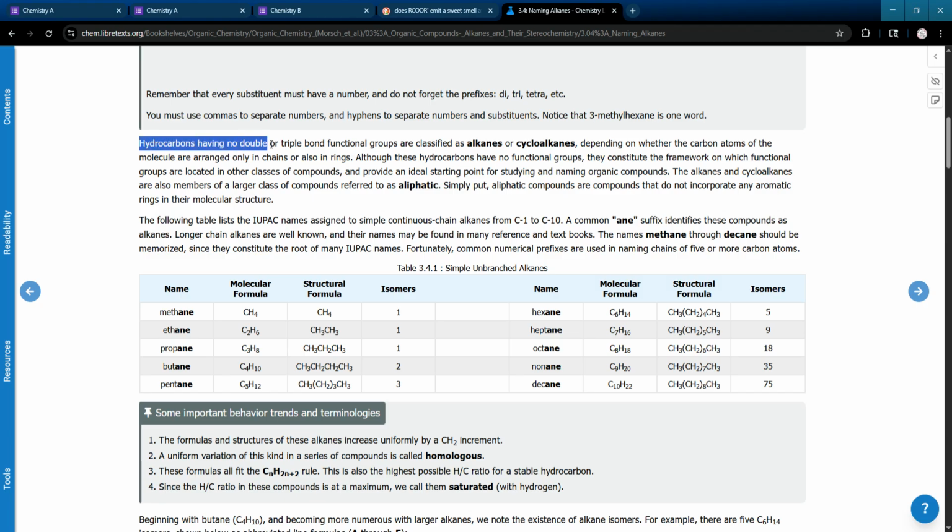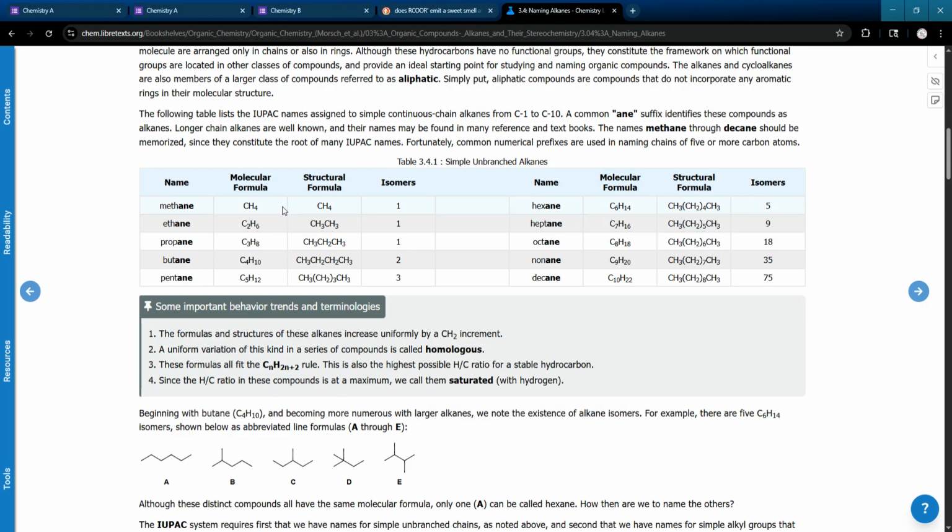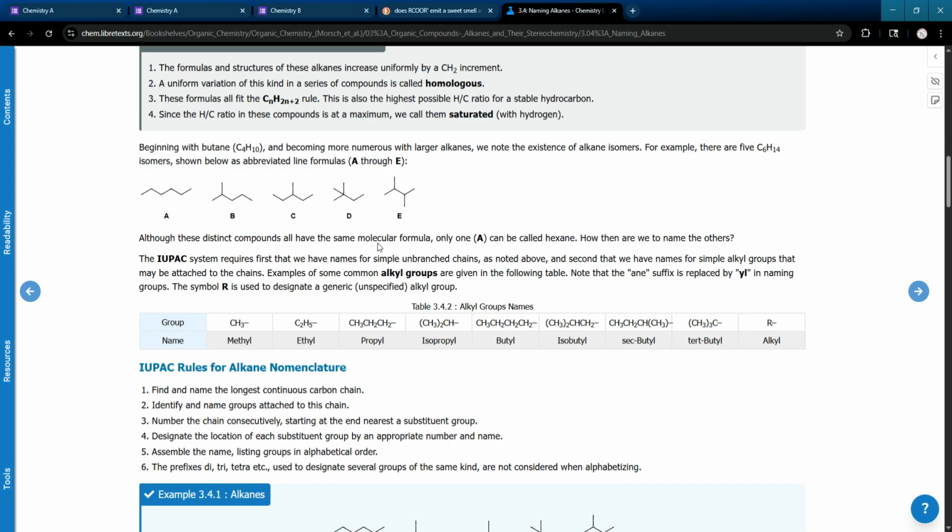Hydrocarbons having no double or triple bond functional groups are classified as alkanes or cycloalkanes. So we have isomer of 1, name is hexane. We have 1, so they're all ane. A and E, no, but we have 2 and 3. Not sure what the difference is.